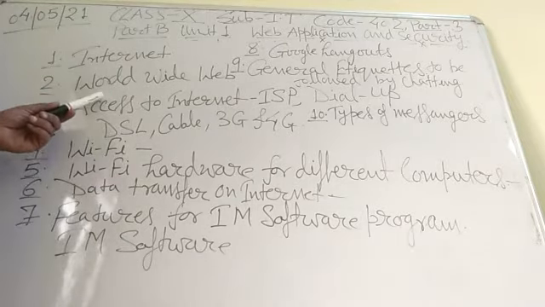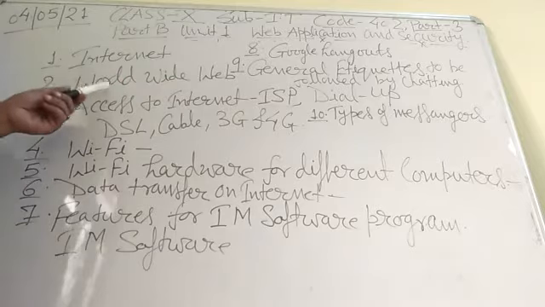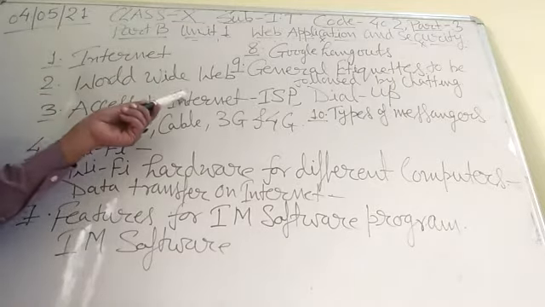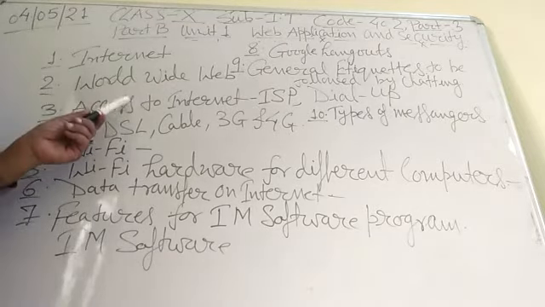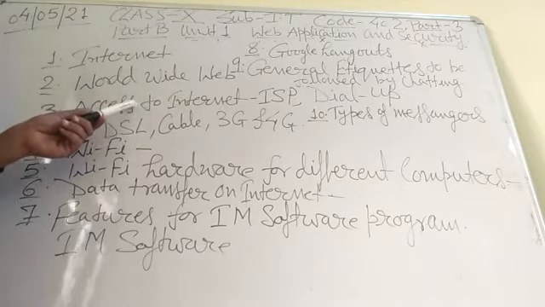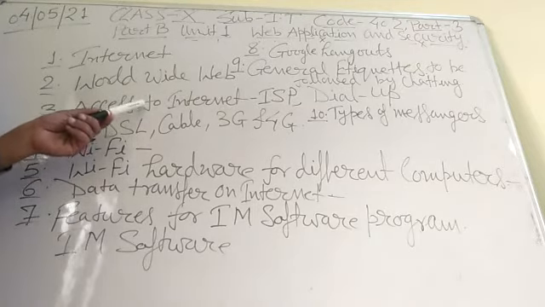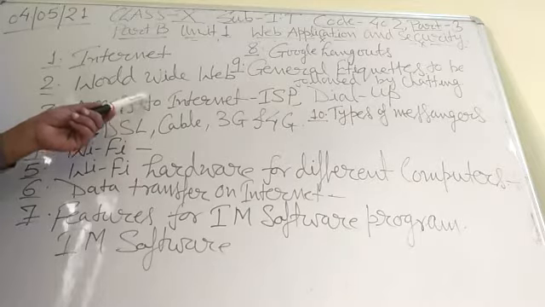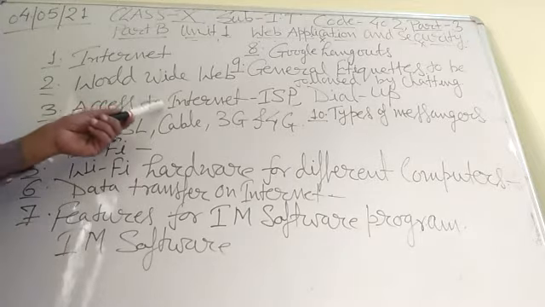Now second, I am going to discuss the World Wide Web, or WWW. The full form of WWW is World Wide Web. The term WWW refers to the World Wide Web, and WWW is the collection of web pages, which are interlinked hypertext documents accessed via the internet.